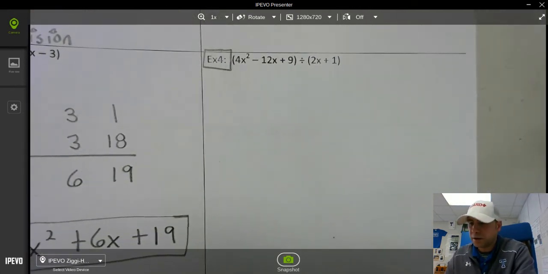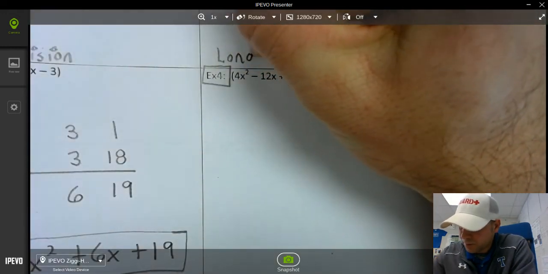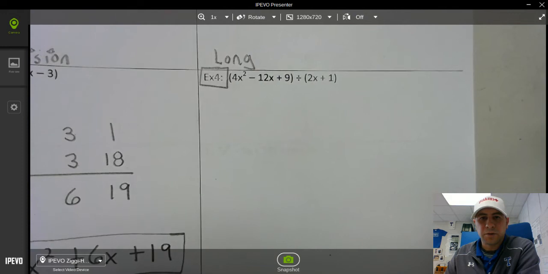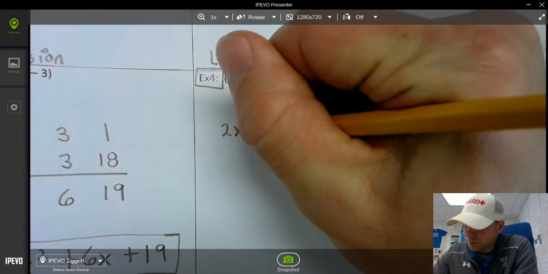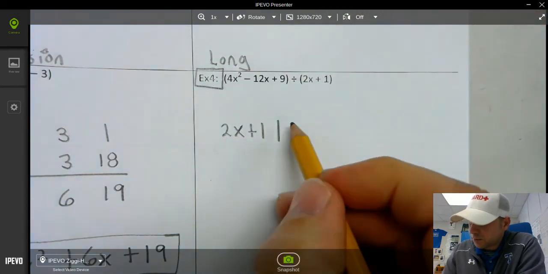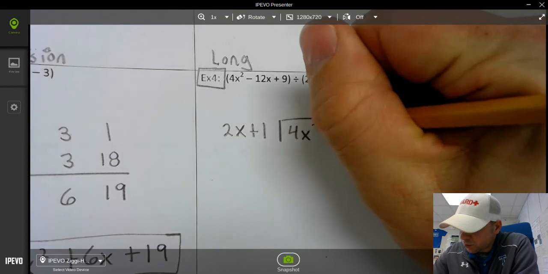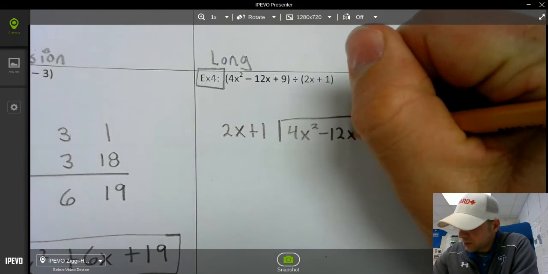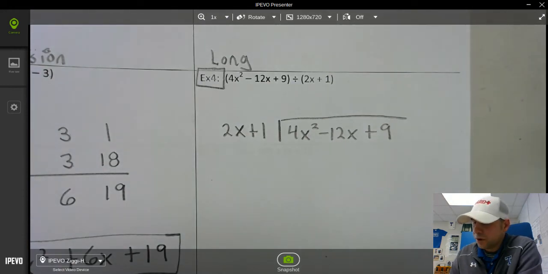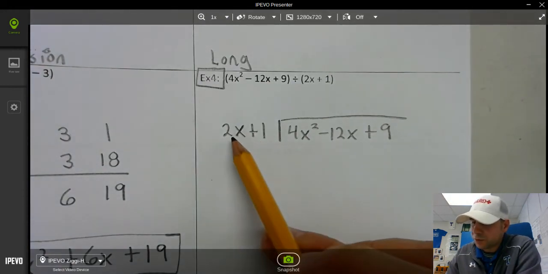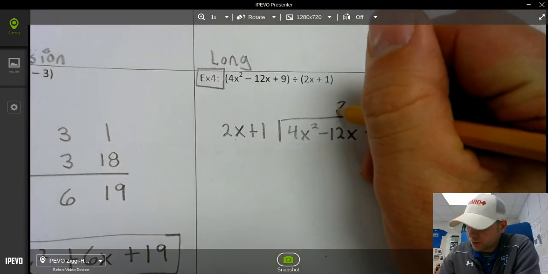All right, now we did synthetic division, we did factoring, now let's do long division. So long division. Take 2x plus 1 divided by 4x squared minus 12x plus 9. So doing long division, you have to ask yourself, what do you multiply 2x by to give you 4x squared? Well, the answer to that is 2x.